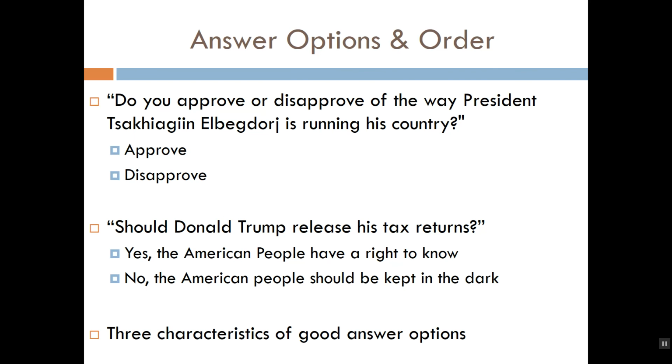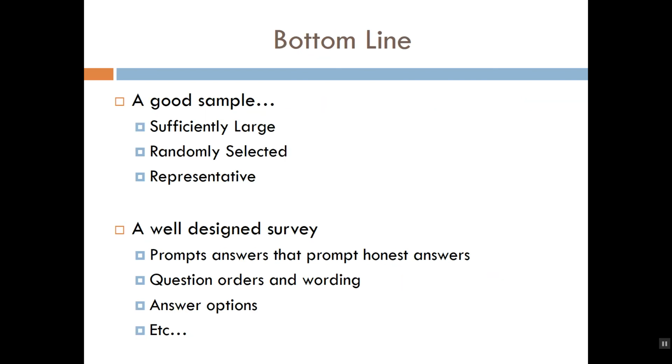So the answer options are leading, they are biased, they are loaded, and that therefore introduces, again, a non-sampling bias, problem, or error where the responses you get are not actually reflecting how your respondents feel. The respondents are simply telling you what they think you want to hear. So it might give you a lot of information about how the pollsters feel, but not how their respondents feel. That's not a scientific opinion poll.